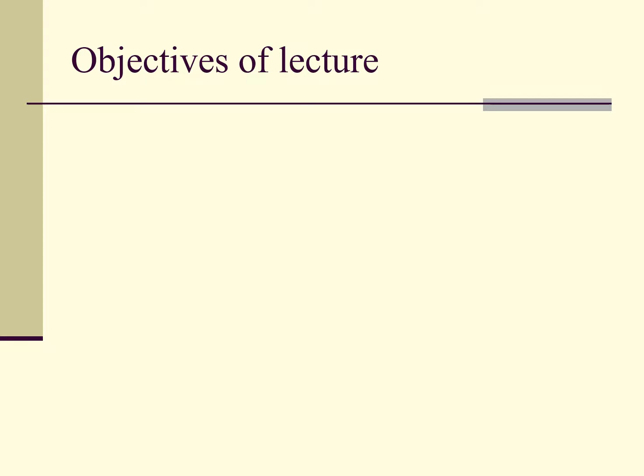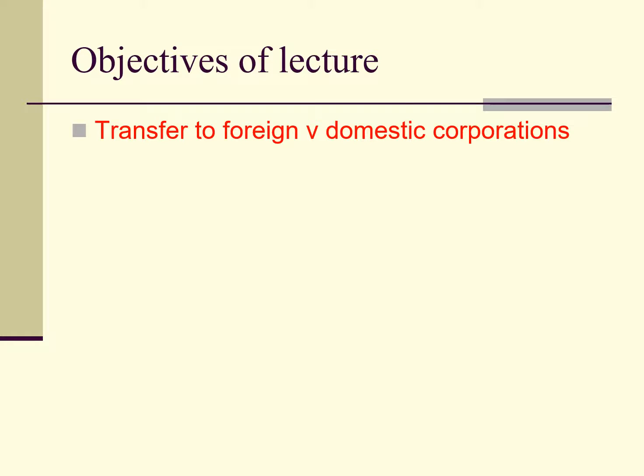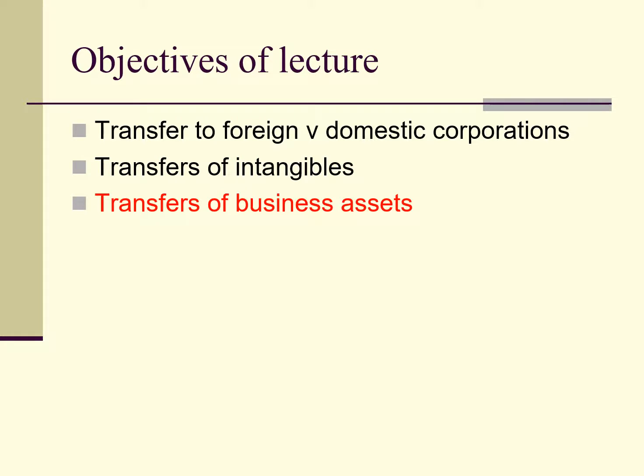The objectives of this lecture are as follows. To understand the difference between transfers in exchange for stock to U.S.-owned domestic corporations versus transfers to U.S.-owned foreign corporations. Understand the special rules for transfers of intangibles. And understand the exceptions for transfers of business assets.